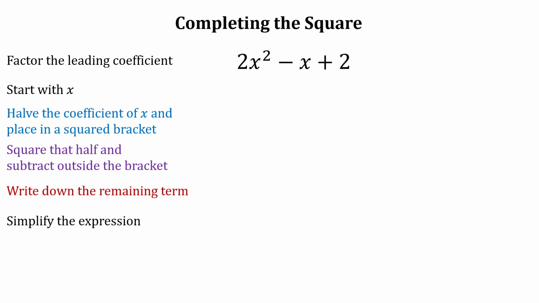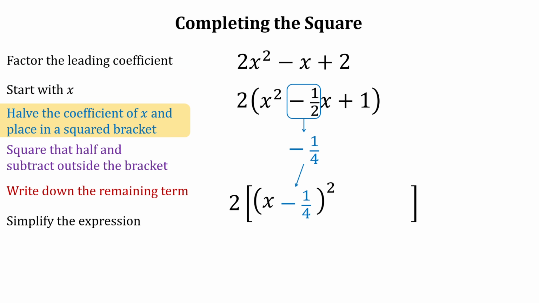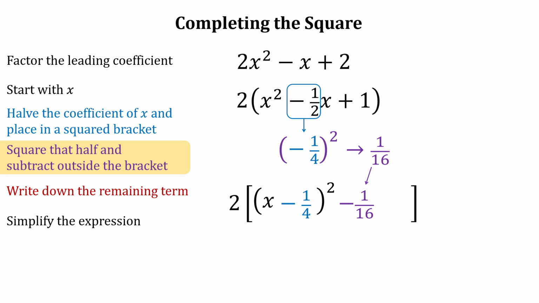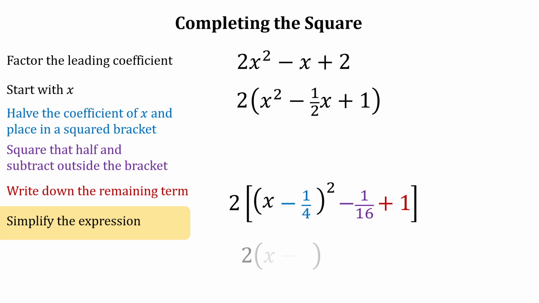Let's try another problem. First, factor the leading coefficient. Write 2, and inside the bracket, start with x. Halve the coefficient of x and place it in a squared bracket. Then, square that half and subtract outside the bracket. Next, write down the remaining term. Simplify the expression. The final answer is 2 times x minus 1 over 4 squared plus 15 over 8.